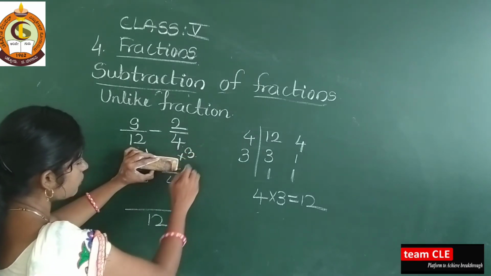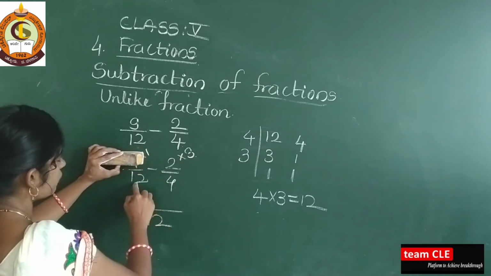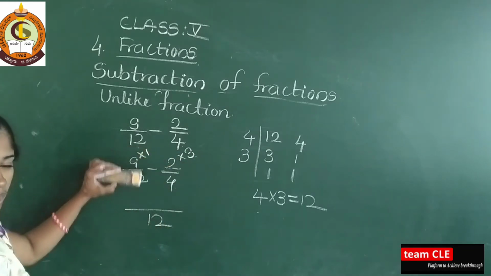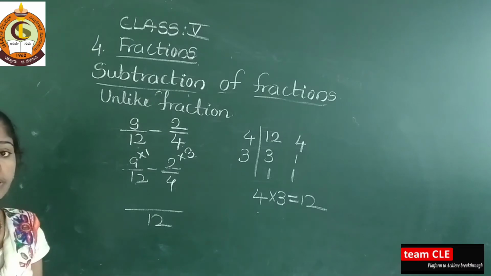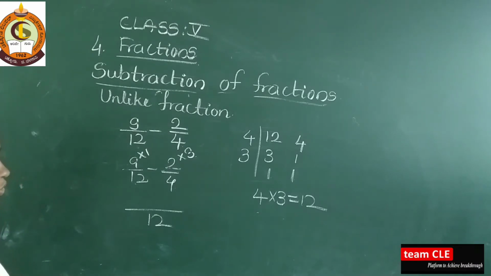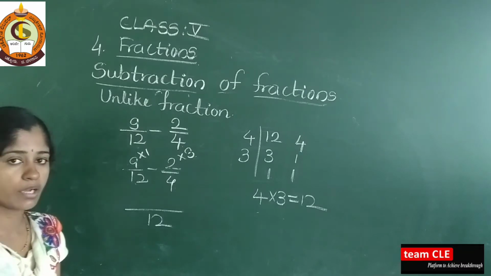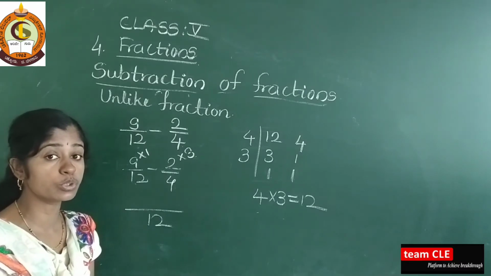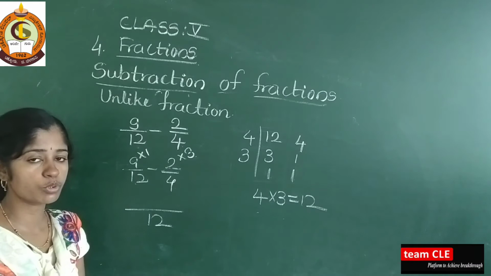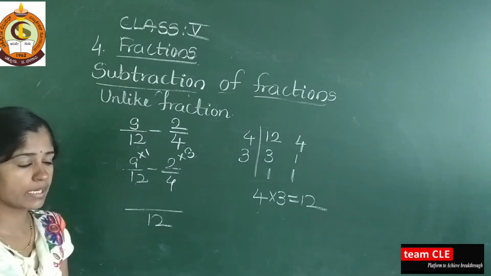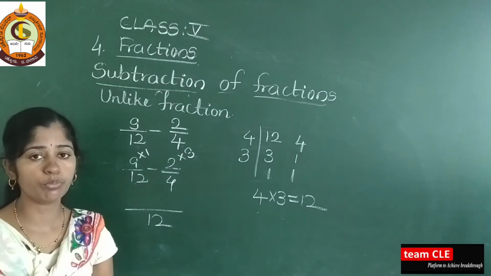4 3s are 12. 12 ones are 12. You need to multiply with the denominator. While solving the examples, first solve whichever example I have solved on the board 2 to 3 times. Then only you come to know how to solve the next one. For this you need more practice.